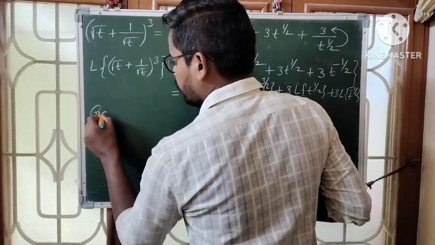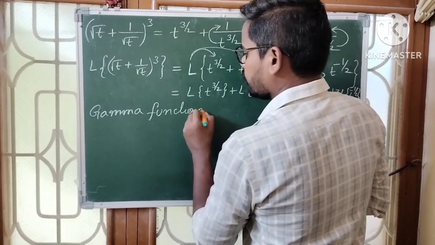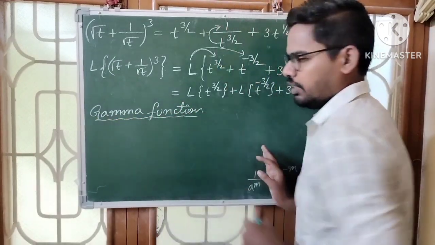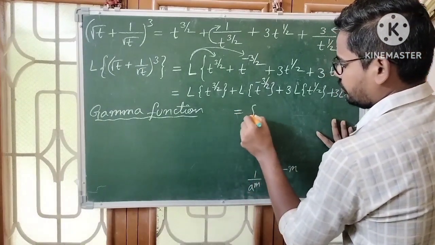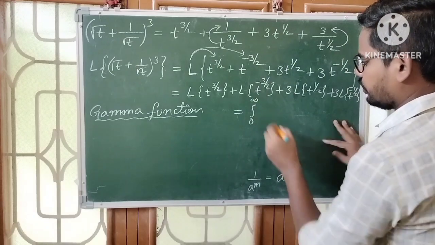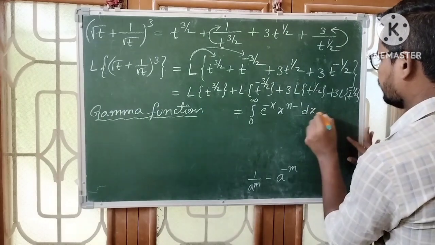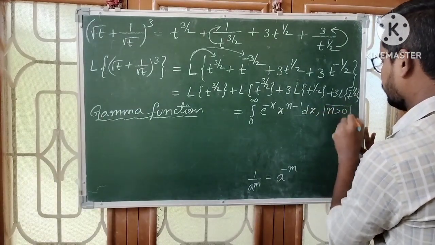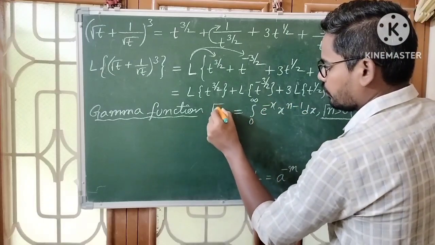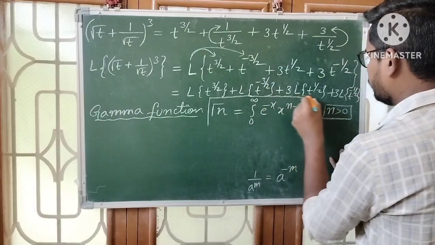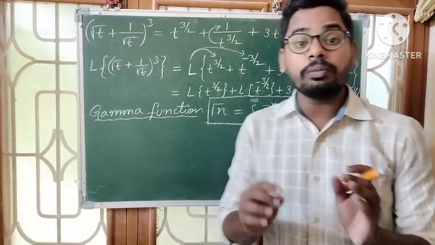Now we have to apply the properties of gamma functions. So first of all, what is the gamma function? The definite integral from 0 to infinity of e power minus x into x power n minus 1 into dx, where n is greater than 0, this definite integral is called the gamma function. This is the definition of the gamma function. But anyhow, here we are going to use the properties of the gamma function.